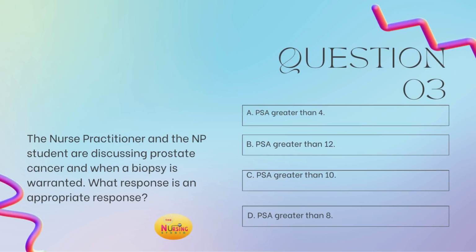All right, and question number 3 for today. The nurse practitioner and the NP student are discussing prostate cancer and when a biopsy is warranted. What response is an appropriate response? Is it A, a PSA greater than 4, B, a PSA greater than 12, C, a PSA greater than 10, or D, a PSA greater than 8? Take a moment and tell me what you got in the comments.